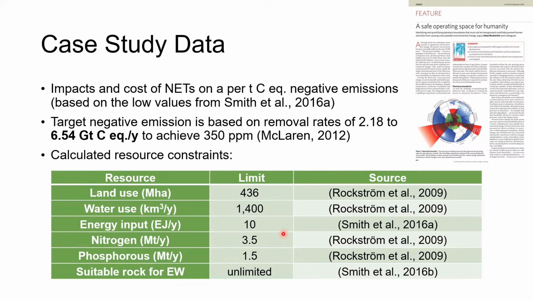For nitrogen, unfortunately, humans have exceeded the recommended limit. However, for the purposes of this case study, we assume a limit of 10% of the proposed boundary, which is 3.5 megatons per year. For phosphorus, the limit is set to 1.5 megatons per year based on the difference between the proposed boundary and the 2009 status. It was assumed that the availability of suitable rock for enhanced weathering is not limited.